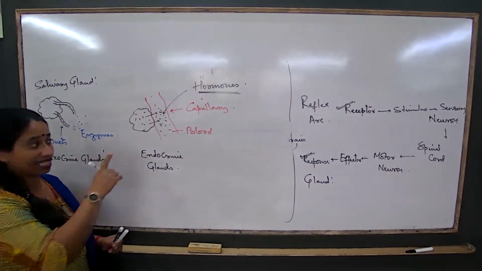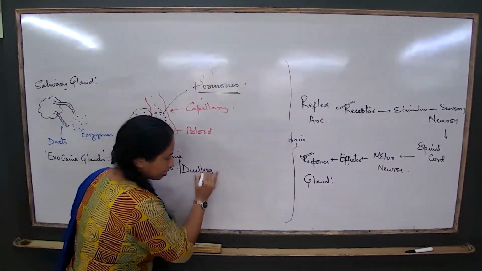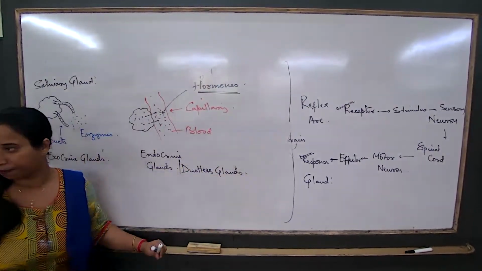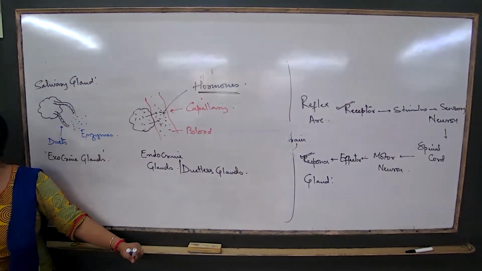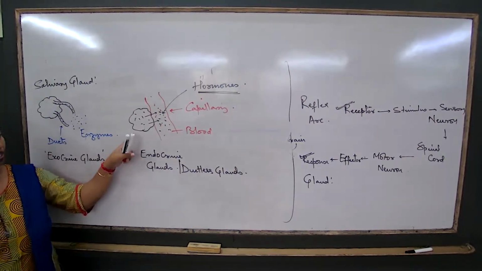Also known as, I said they don't have any ducts, also known as ductless glands. Why the word ductless? Because they don't have any ducts. So that's the reason for the word ductless. So what are some features now?